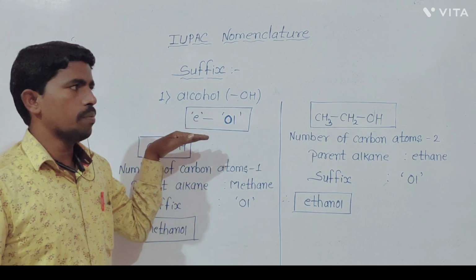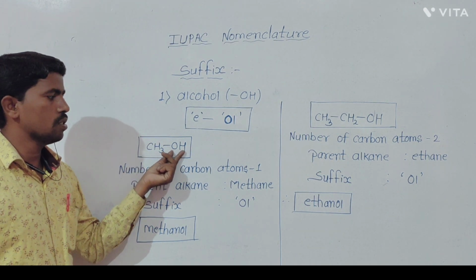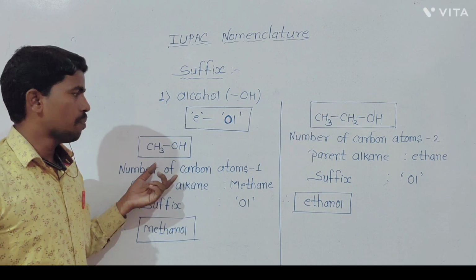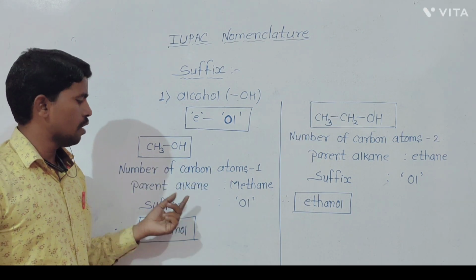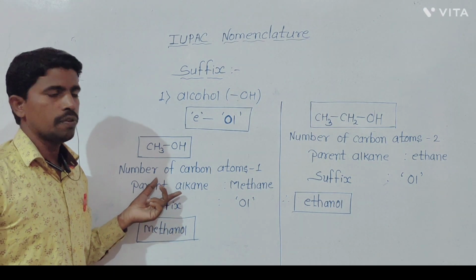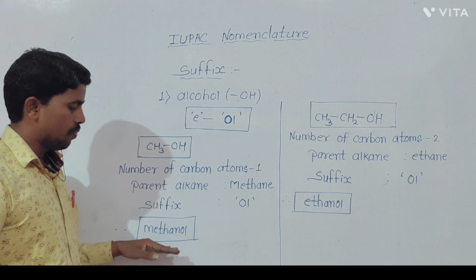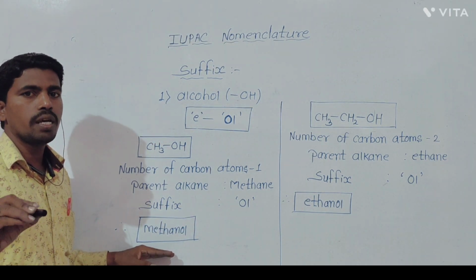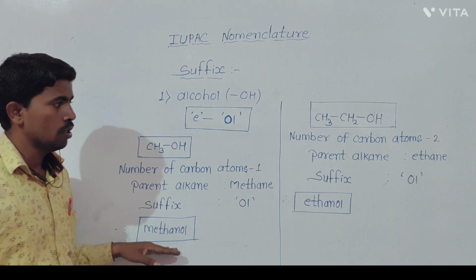We will see one example. First example of alcohol, that is CH3OH. Count the number of carbon atoms present in the straight chain. Here the number of carbon atoms is 1. Therefore, the parent alkane is methane and the suffix is OL. Therefore, the name of the compound becomes methanol.